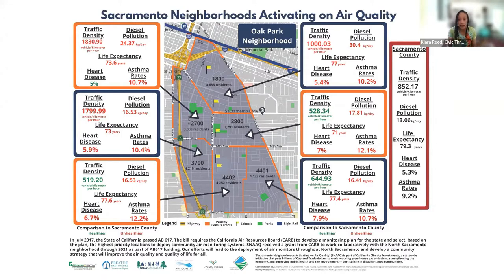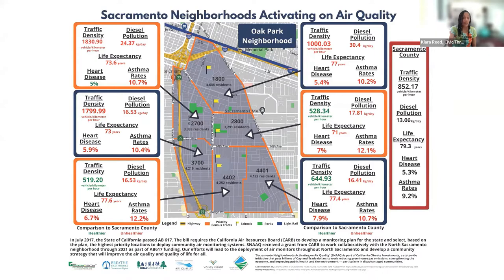And let's take a look at what that means in practice. I mean, we know that there are 7 gasoline stations, multiple highways, major arterial streets that cut through and surround the neighborhood, in addition to having higher traffic density when compared to the rest of Sacramento County. And again, very similar to North Sacramento, you see that there's lower life expectancy across the board, higher rates of heart disease, and higher rates of asthma.